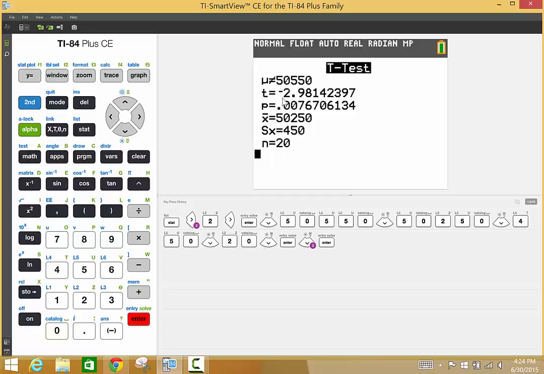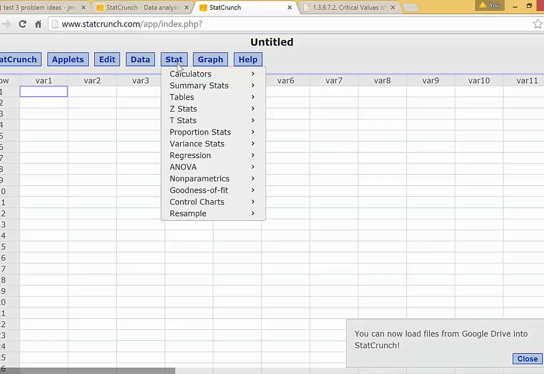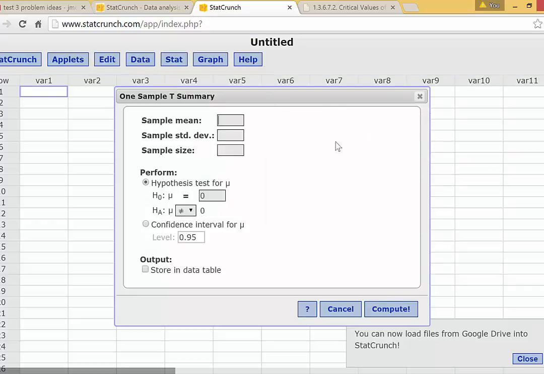And here we're given some important information. The t-test value is minus 2.981, just like we found when we did the calculation using the formula. We can find this using StatCrunch also. We'll click Stat, T-Stats, one sample with summary.